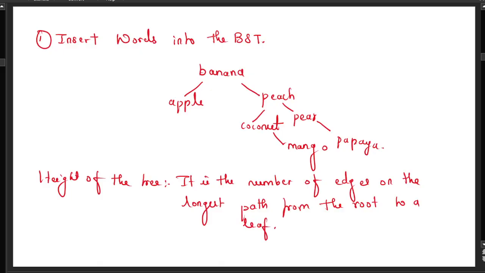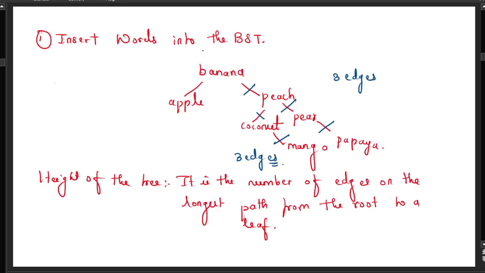So if we consider the path from banana to papaya, what is the path? It is from banana to peach, peach to pear, pear to papaya. So if we see, this is 1, this is 2, this is 3. So 3 edges are coming. Now if we talk about the next path, which is from banana to mango, it is from banana, after that peach, coconut and mango. So here are also 3 edges.